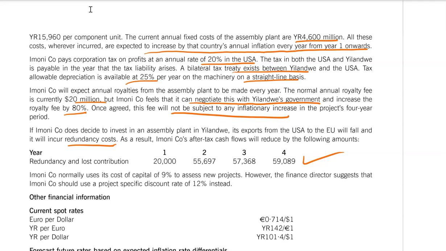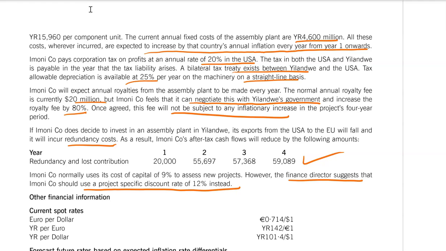The company normally uses its cost of capital of 9%. However, the finance director suggests that the company use a project specific discount rate of 12% instead. So obviously we will assume that this 12% reflects the risk of the Yilandwe project, and this is a suitable discount rate, so we will use 12%.